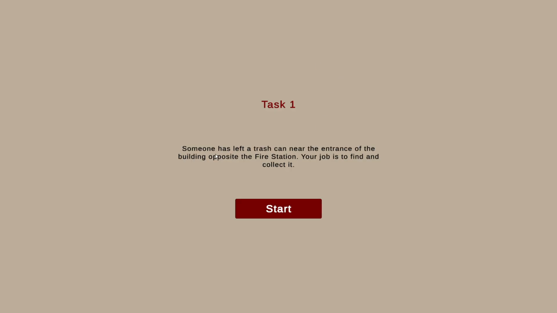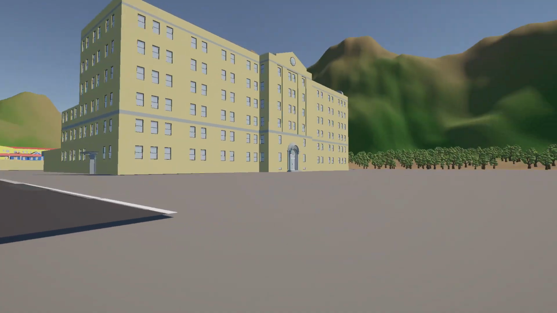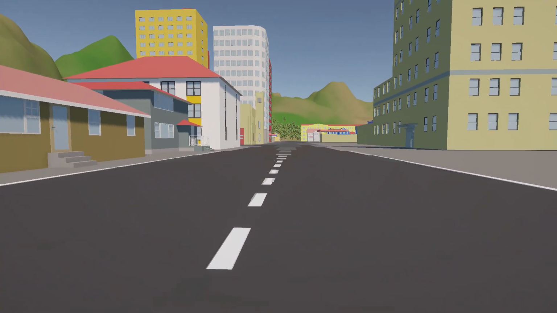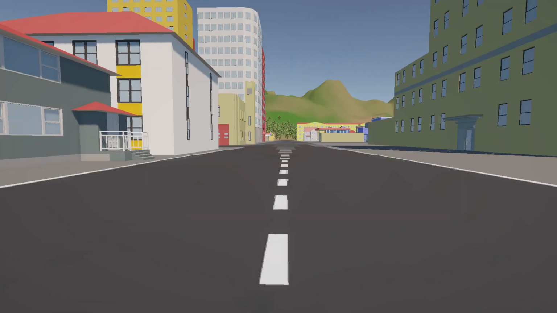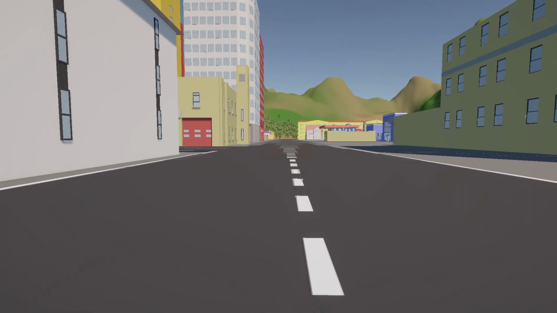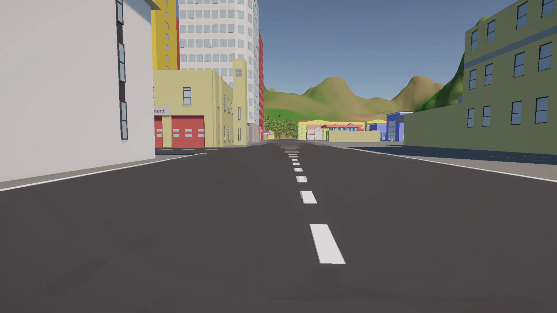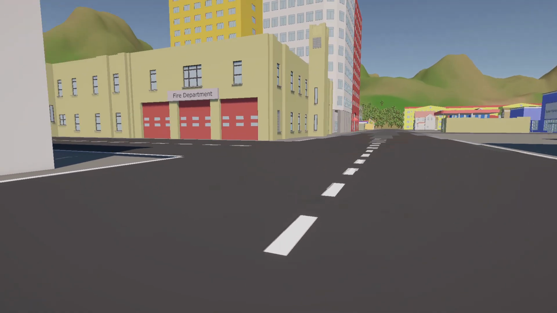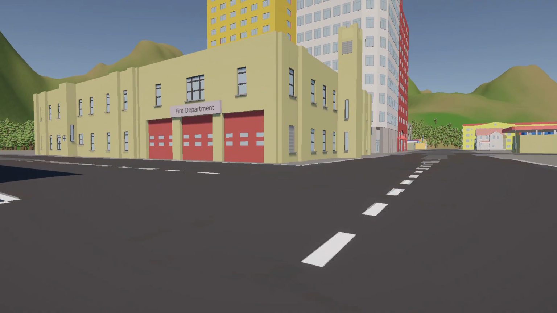So we have task 1, which is someone has left a trash can near the entrance of a building opposite of the fire station. We need to find it. So we start the level here. It's a small city, it's a simple enough place. This place is designed less from the perspective of an open world game, more like an open area in a game like Uncharted. That's why it's a small and condensed place, right?